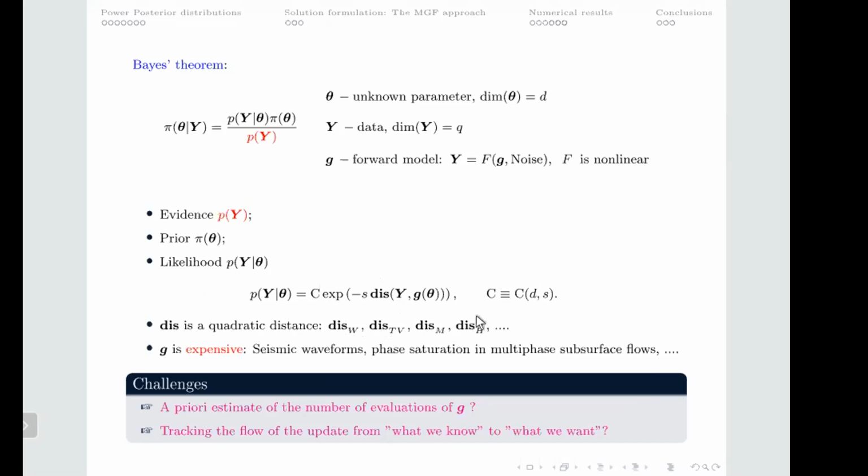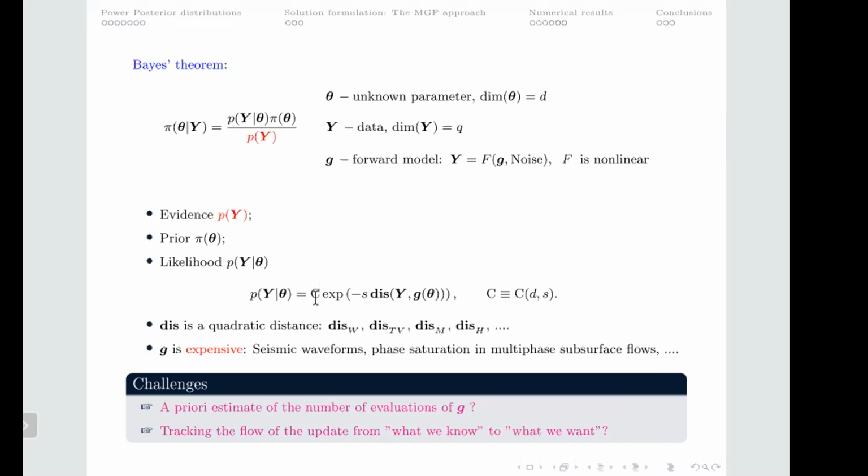In general, in real-world applications, G is quite expensive to approximate. For instance, in geological science, it can be seismic waveforms, concentration fields in reactive flow, or space saturation in multi-phase flow. Starting from that, we consider a computationally intensive Bayesian inverse problem where almost the entire computational load is associated with the evaluation of the forward model G. Therefore, it is crucial to limit the number of evaluations of G.